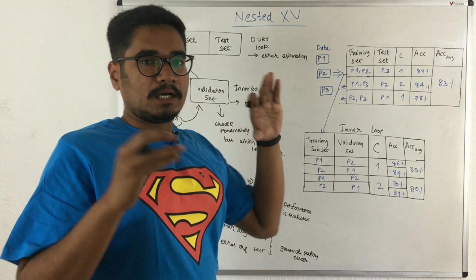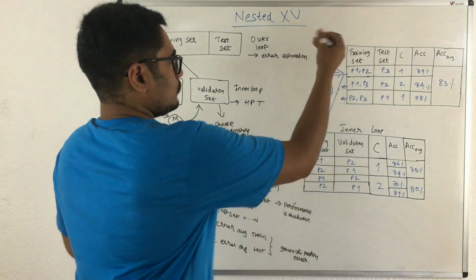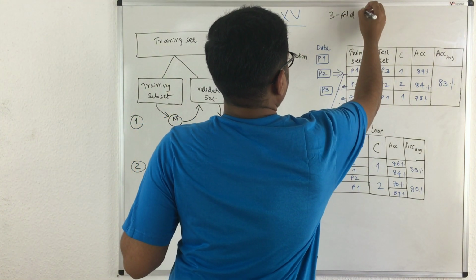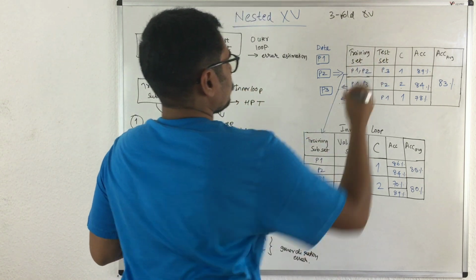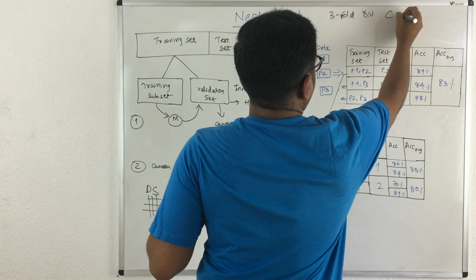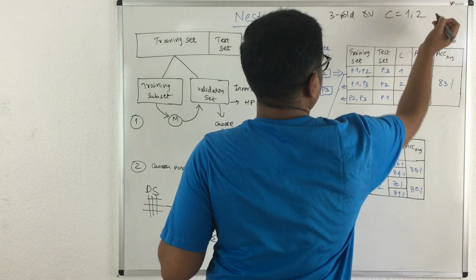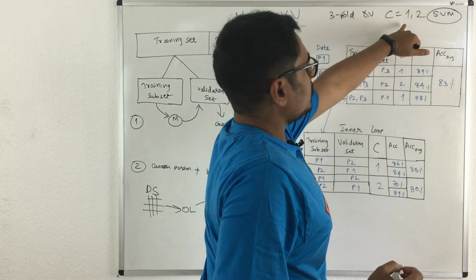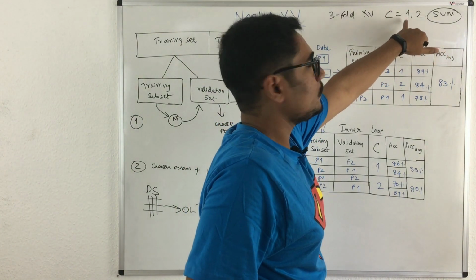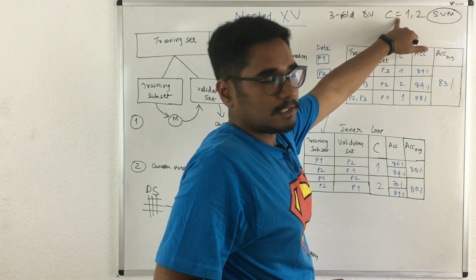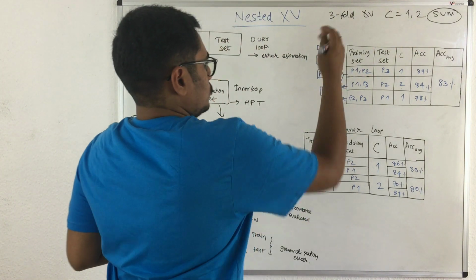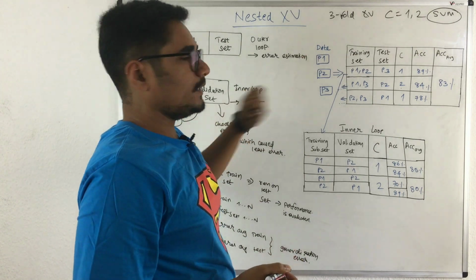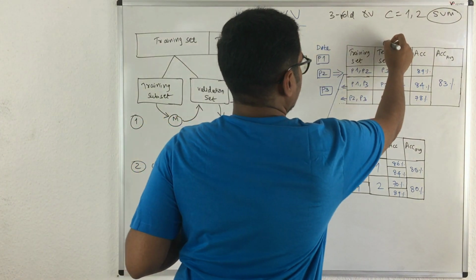Now let us understand with the help of an example. Just consider this is a threefold cross validation. We want to optimize the hyperparameter C for values 1 and 2 of some model, say we have an SVM. We need to determine which parameter would be best for this C. So we have our data, say we have 3 data instances P1, P2, P3, and first we go to the outer loop.